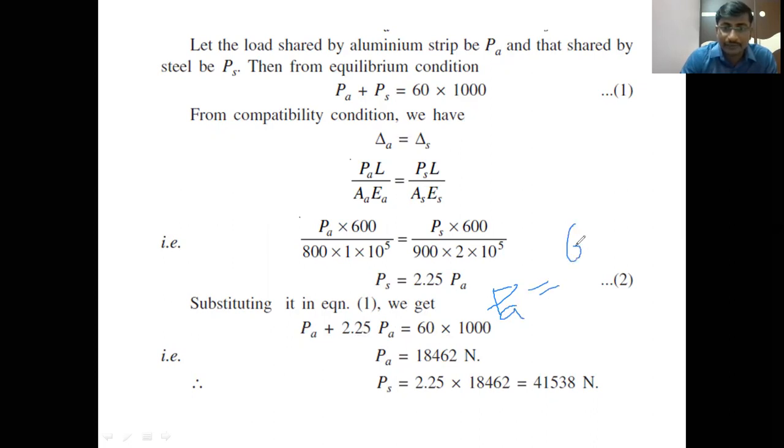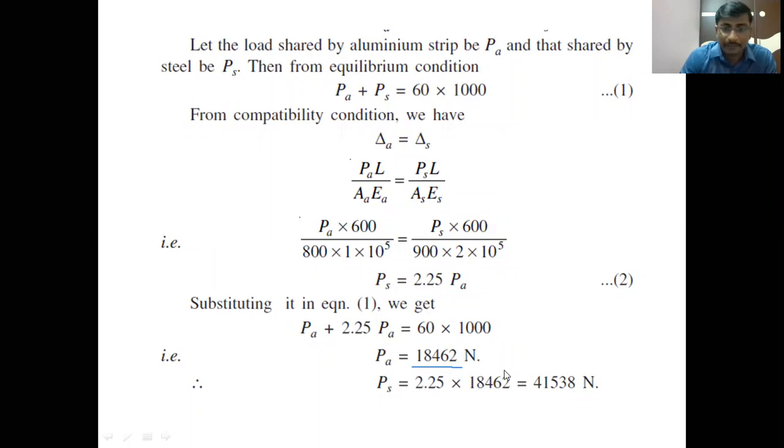It is 60,000. 60 into 1000 is there on the right side. So 60,000. What is the product of PA here? If we take the PA common, here 1 plus 2.25, that is 3.25 remains in the denominator. Clear? So upon calculation, we can get the PA value: 18,462 newtons. Clear? PA value 18,462 newtons.